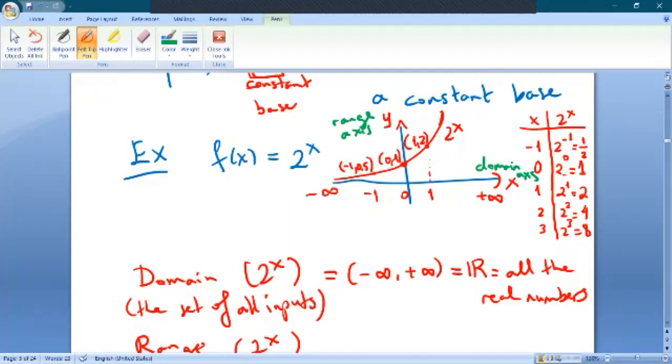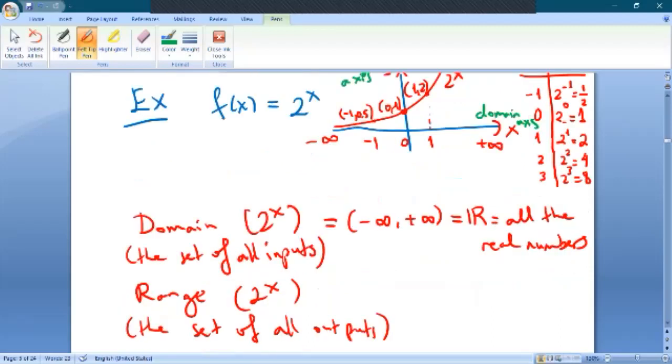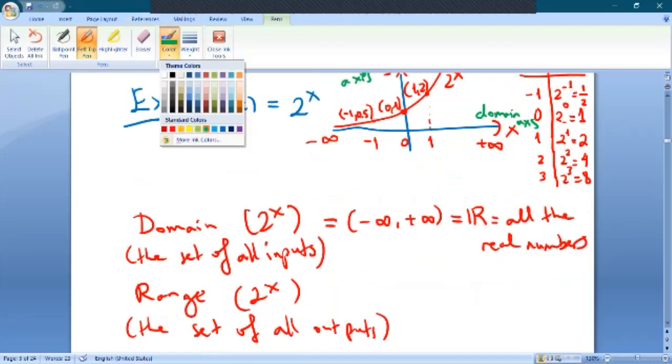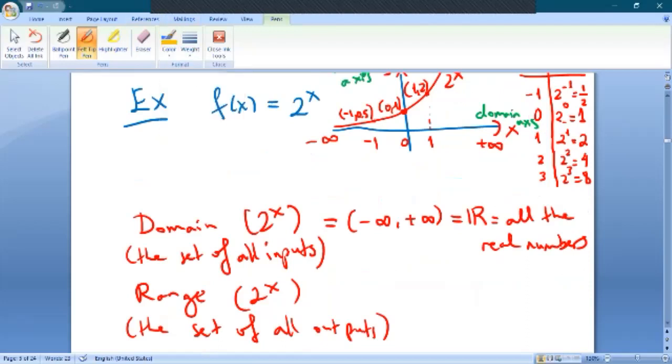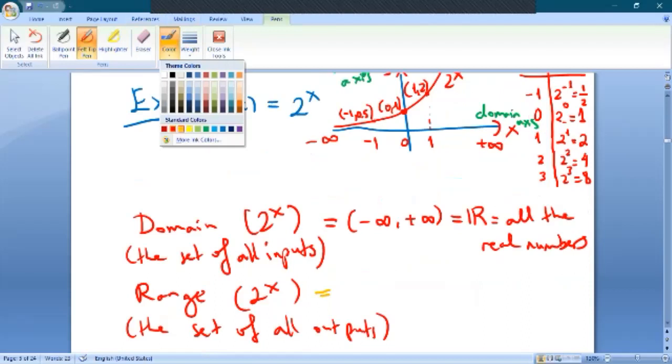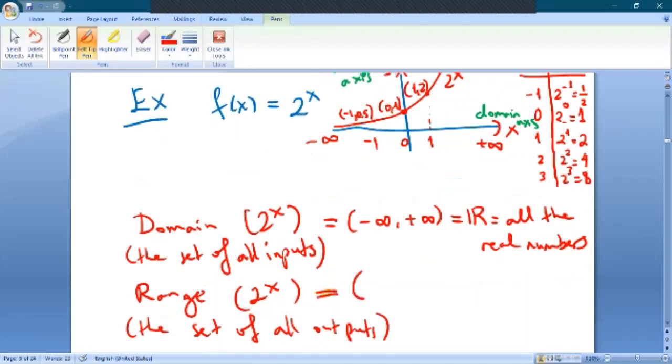And the range axis is the projection onto the vertical axis. So from this picture, you can see it's going to cover up all the positive numbers in the range axis. So the range of a basic exponential function is anything from 0 to positive infinity. We cannot obtain 0 from any exponential function, but it can get smaller and smaller.